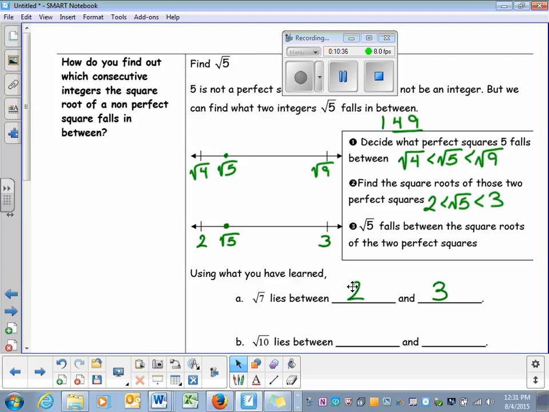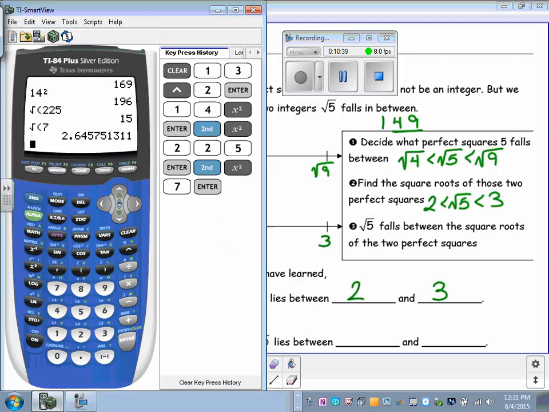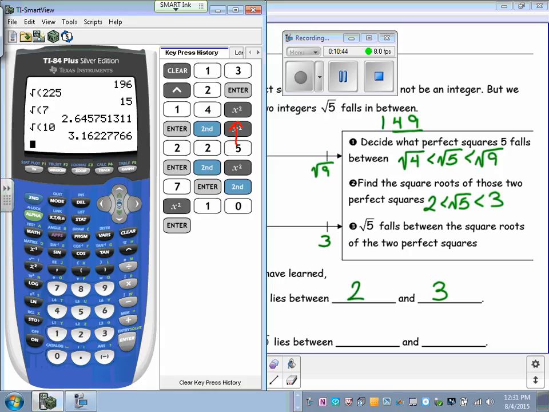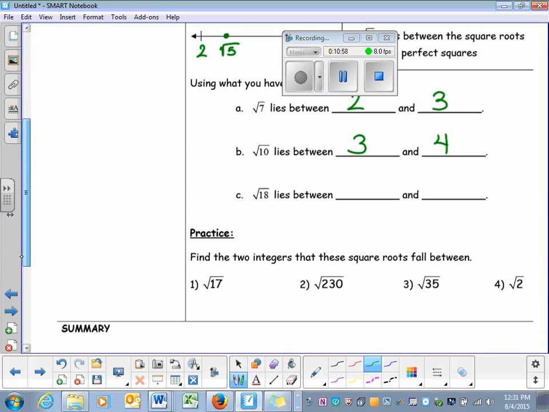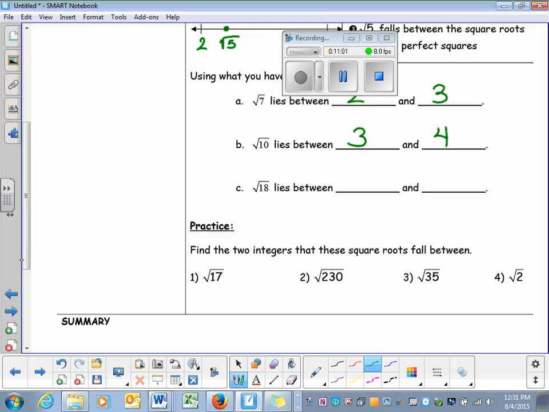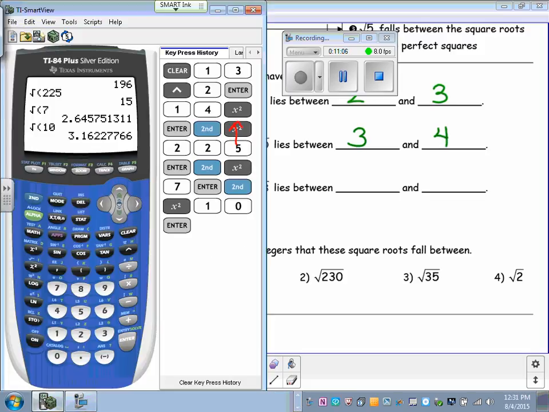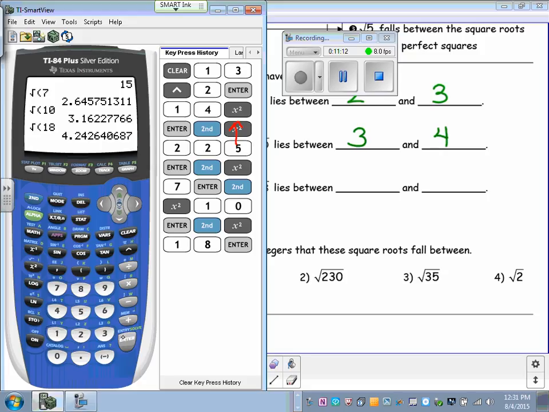All right, let's look at the next one. The square root of 10, second, square root, 10. It's bigger than 3 because we're starting with 3.16, on and on. So it's bigger than 3, but it's smaller than 4, which is the next whole number. Okay, 18. Let's see here. Second, x squared gives me the square root symbol, 18. The square root is bigger than 4, but less than 5.